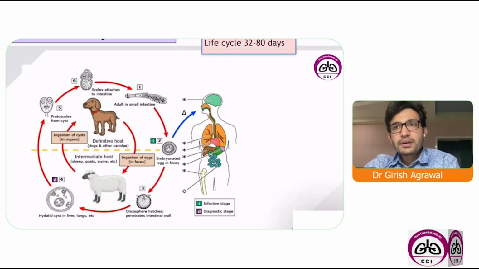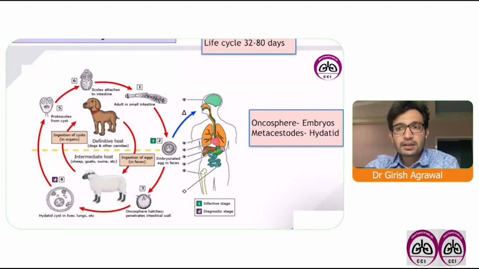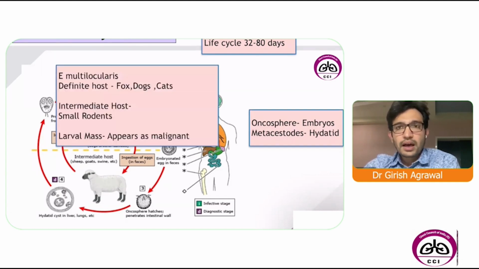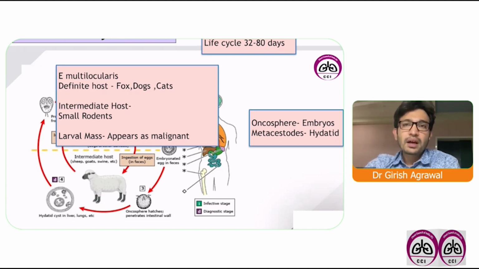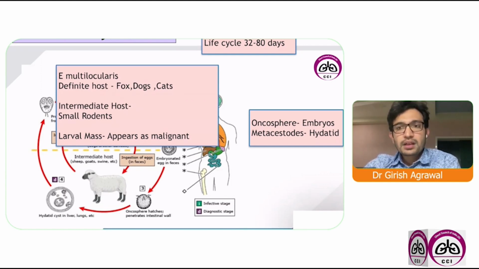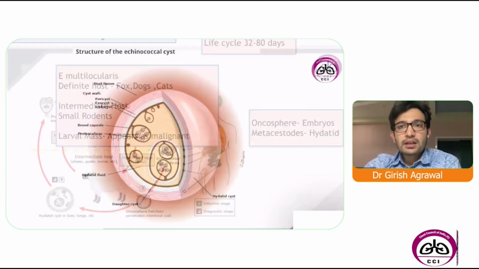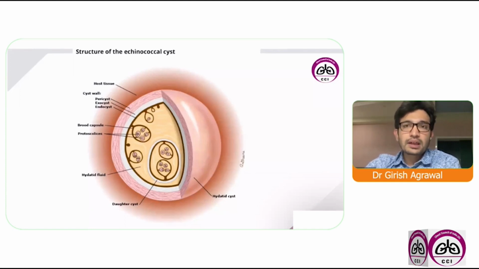Its life cycle is basically 30 to 80 days. Oncosphere, also known as the embryo, and hydatid cyst is also known as metacestode. As I told you, we will not focus much on the multilocularis, but one thing which is important is that the definitive hosts are foxes, and the intermediate hosts are small rodents. One thing I'd like to mention is that in human alveolar hydatid, there is no protoscolex, the cyst is sterile. Just a brief on how the cyst appears: it has three layers.